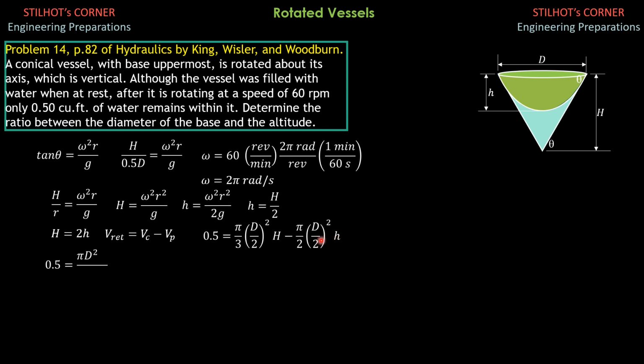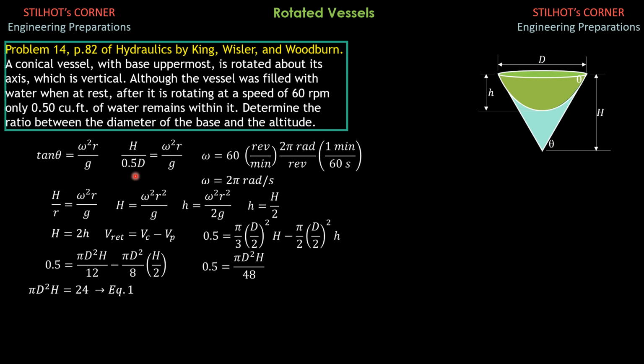Substituting, we have pi diameter squared H over 12, while this one is pi diameter squared h, which is H over 2, over 8. So simplifying, combining these two like terms at the right, 0.5 equals pi diameter squared H over 48. Then we cross multiply, that means pi D squared H is equal to 24, which is 48 times 0.5. Call that equation 1.